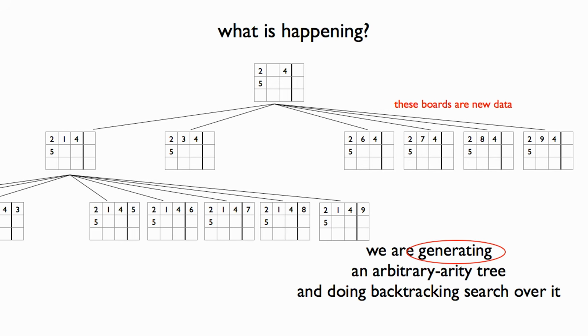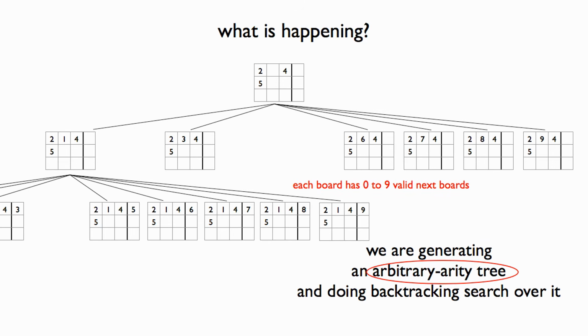Now, arbitrary arity, the reason I'm saying it's an arbitrary arity tree is that each board has 0 to 9 valid children, 0 to 9 valid next boards. Because for each board, we take the first empty square, we fill it in with the 9 possible values, 1 to 9, and then we prune the invalid ones. So there could be up to 9 valid children. That's why it's an arbitrary arity tree.